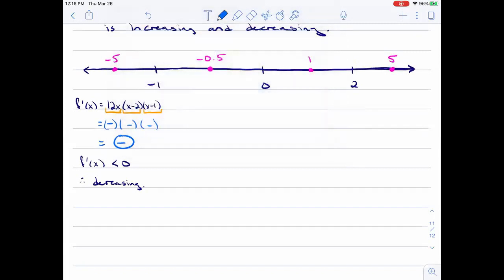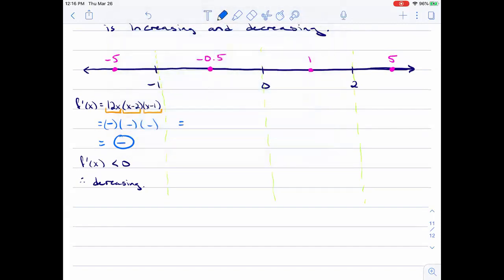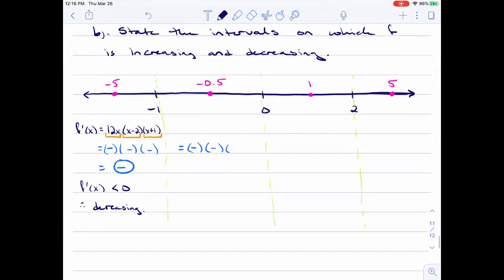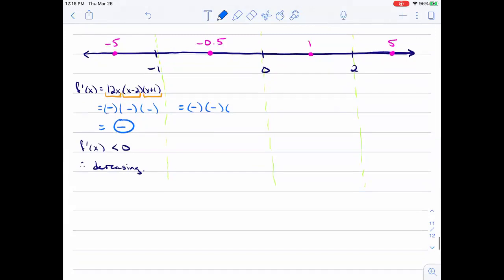We're going to do the same thing in each of these little sections. So if I do the same thing with -0.5, I get a negative times a negative. -0.5 minus 2 is still negative. And -0.5 plus 1, sorry, plus 1, oops. Doesn't change the other one, it was just a mismatch. -0.5 plus 1 is positive, so now I get a negative times a negative times a positive, which makes a positive.